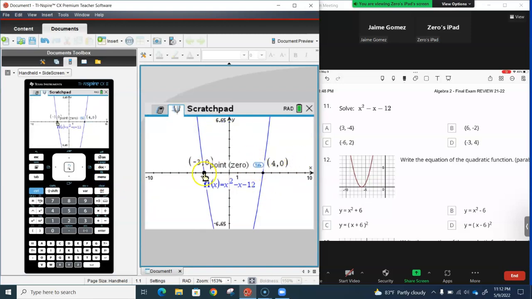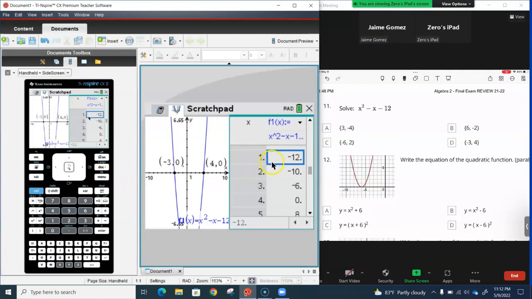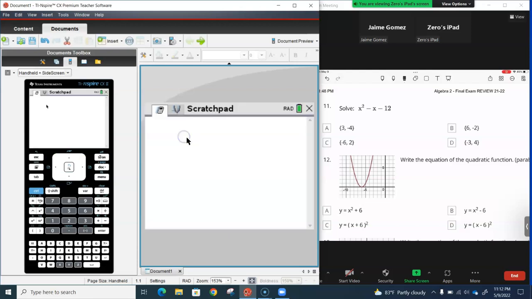How else could you do this if you don't feel like doing that? You could just do menu, tables, split table, and you're looking for this one to be 0. So 4 is an answer because that's 0. Then just keep on looking. Where's the other one? Oh, right there. So it's negative 3 and 4. So we know the answer is letter D.